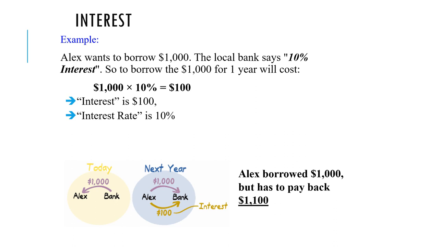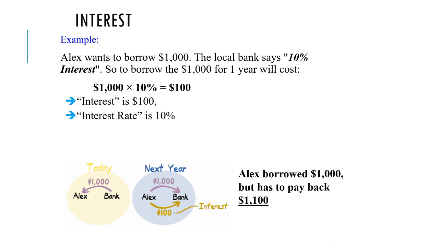All right, what is the 1,000? The 1,000 that he borrowed is called principal. All right, it is called principal, which we will go through again after this. Alex borrowed 1,000, but he has to pay back 1,100. That is correct. Of course, you have to pay back the 1,000 that you have borrowed and the 100 that is for interest. So altogether, he will pay back 1,100. That is what you call future value.